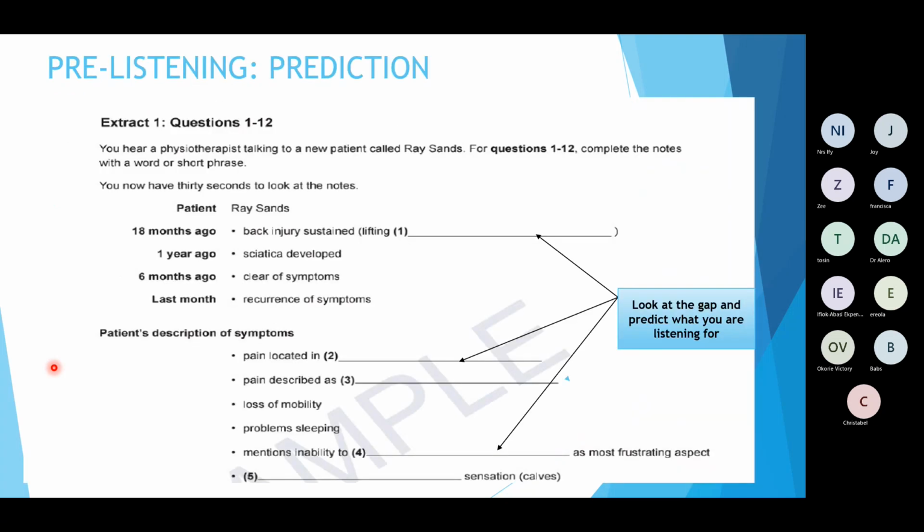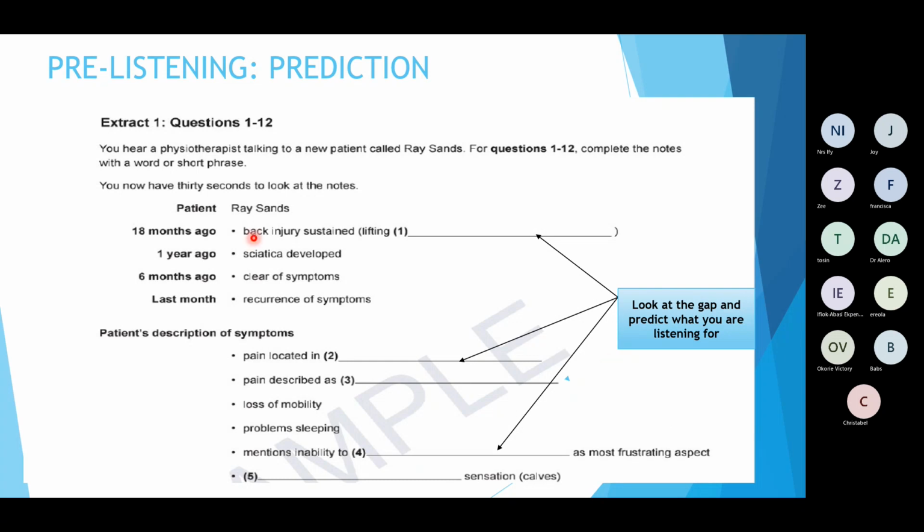So this is how a typical listening question booklet looks like. All right. So you can see here that we have look at the gaps and predict. Like I said, look at the gaps and predict what you are listening for. Now you hear an instruction, for example, questions 1 to 12. You hear the physiotherapist talking to a new patient called Ray Sands, right? Complete the notes with a word or short phrase. You now have 30 seconds to look at the notes.